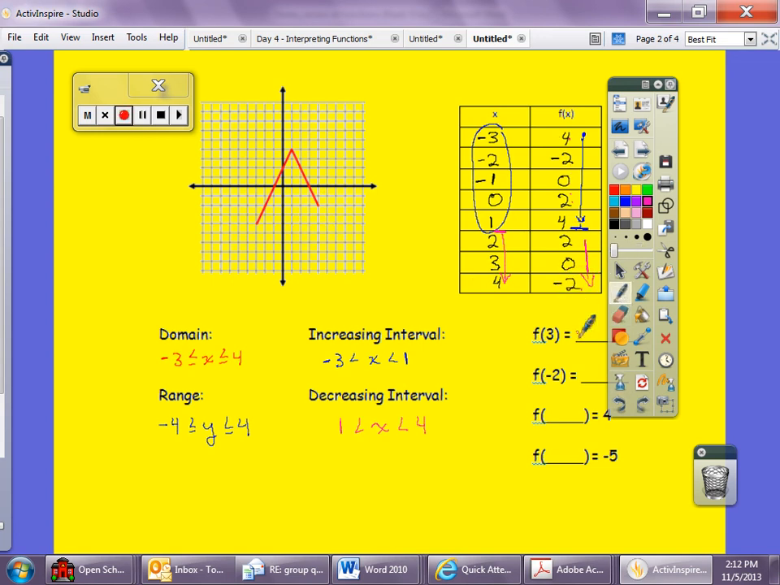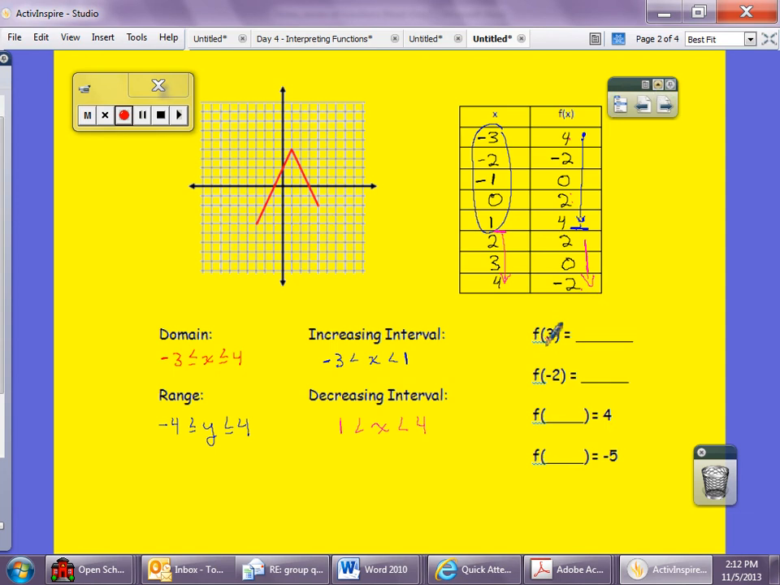And then lastly, we have these values over here. It says f of 3. When x is 3, the y value is 0. And that's apparent right here. When x is negative 2, the y value, the f of x, is negative 2.